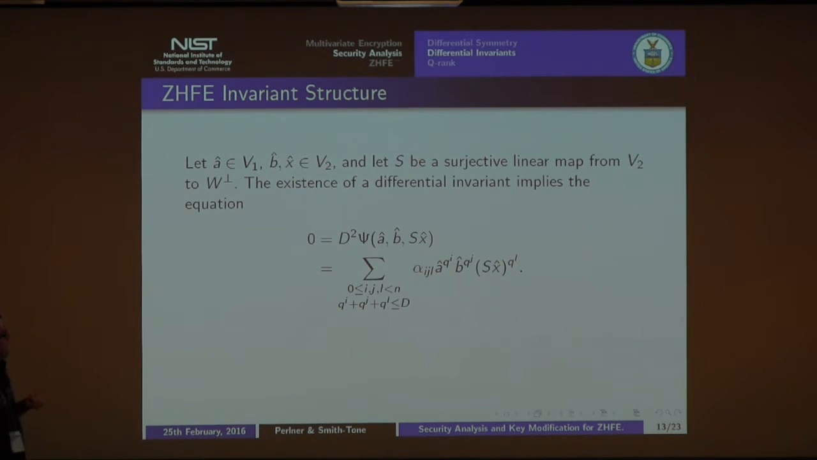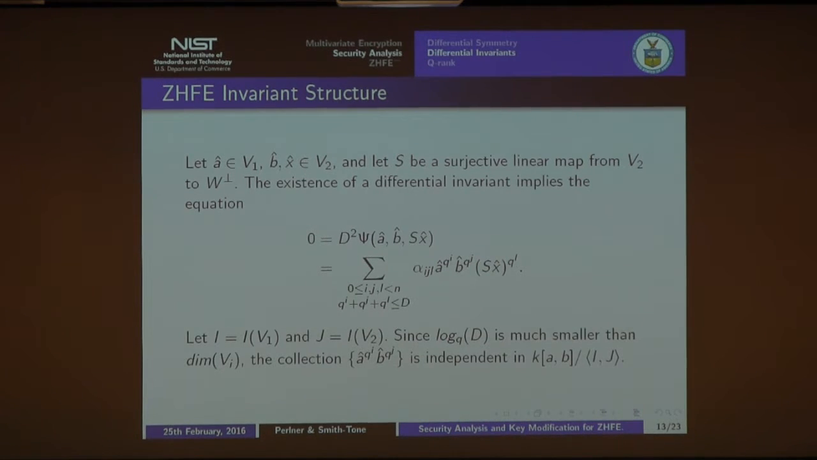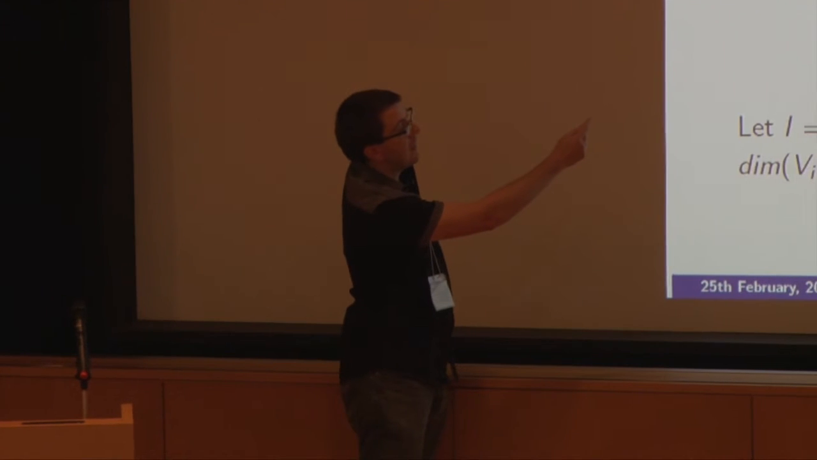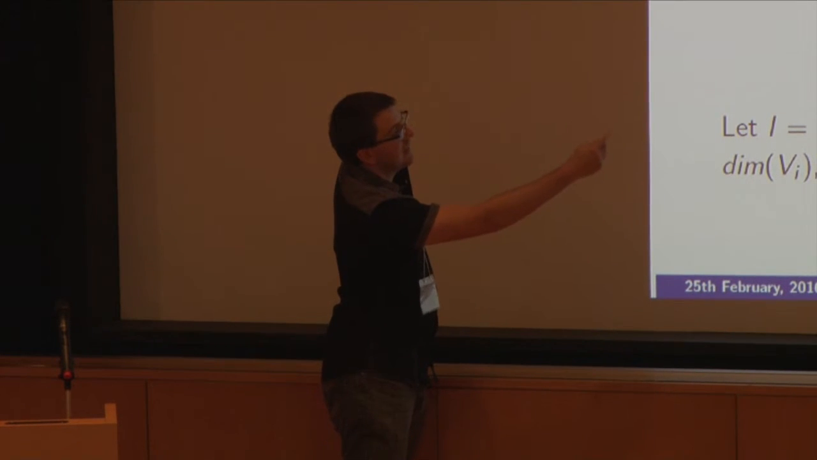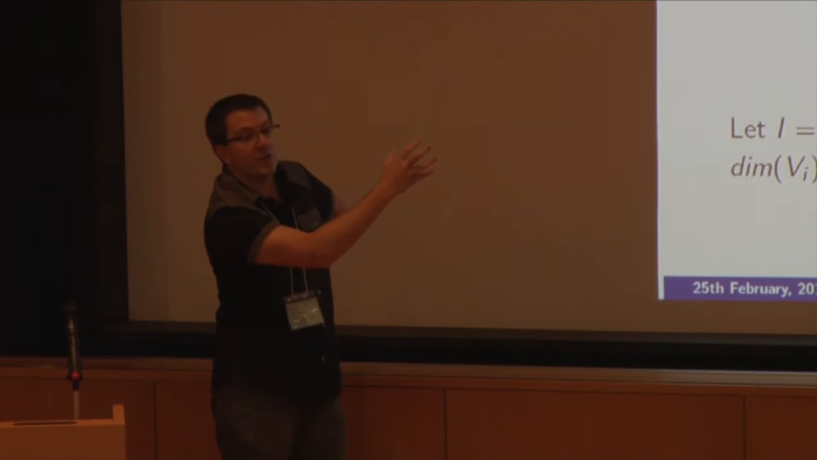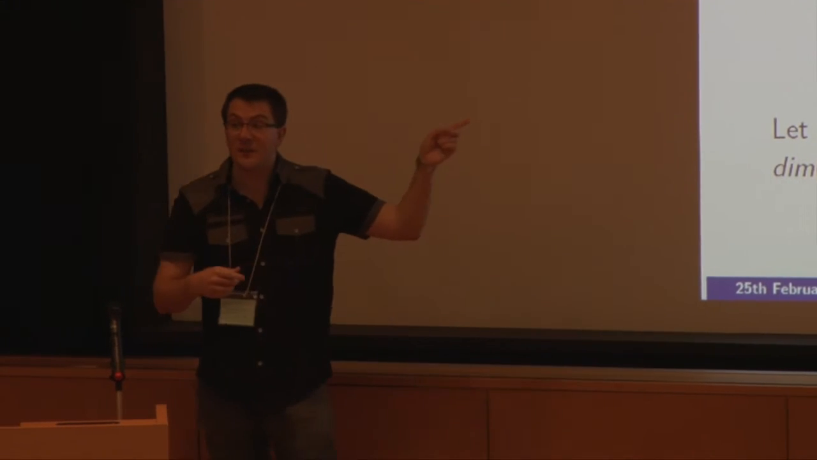Okay, now the interesting thing is, because of this degree bound, and since log Q of D is so much smaller than the dimension of the VIs, this collection of monomials, the A hat to the Q to the I, B hat to the Q to the J, is independent in this quotient space. And what that means is, when we look at this polynomial, we can consider the alpha I, J, L, S, X hat to the Q to the L, we can consider those to be coefficients of these monomials, and for the entire polynomial to be 0, every one of those coefficients has to be 0, right, by the linear independence.